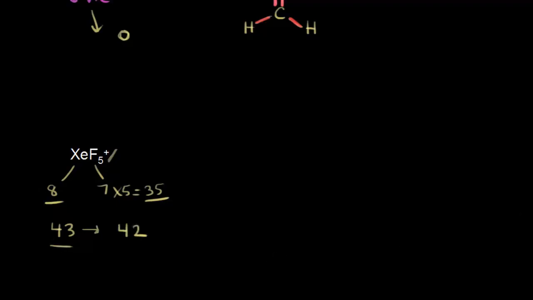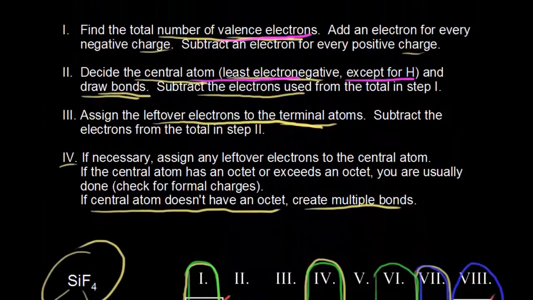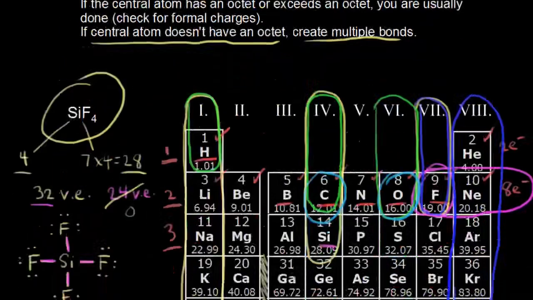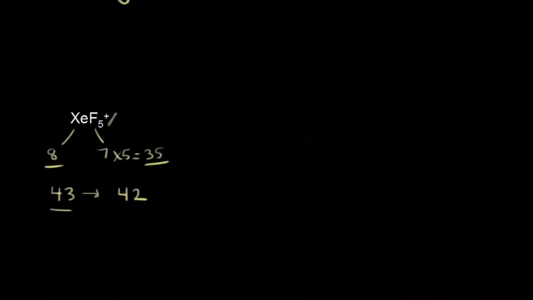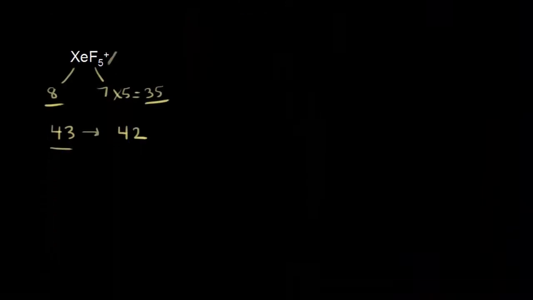Let's go back up to our guidelines, and I'll show you where I have that written down right up here. So find the total number of valence electrons, and then in this case we had a positive charge in our ion, so we subtracted an electron. And then again, step 2, find the central atom, least electronegative. So we know that fluorine is the most electronegative, so that means we're going to put xenon in the center. So we'll get some room right down here, and we'll put xenon in the center like that.